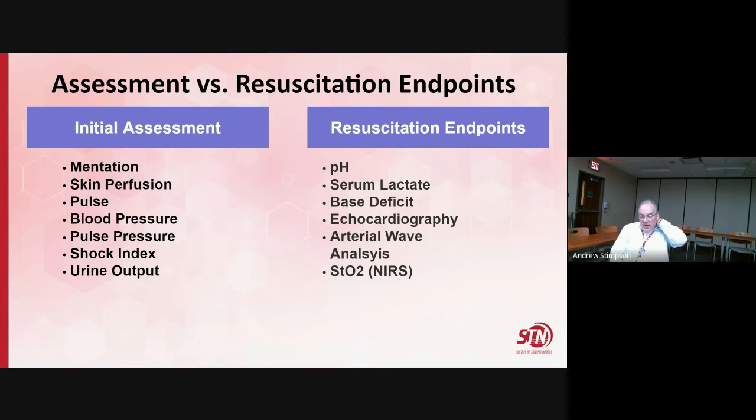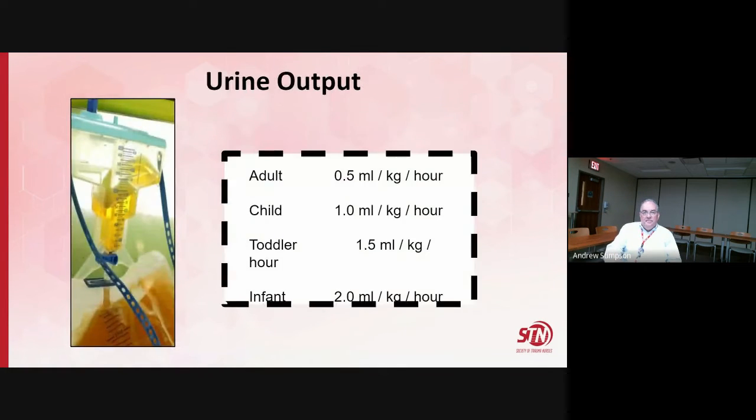We talked about arterial wave analysis, and then there's also near infrared spectroscopy to look at specific tissue analysis. That's been used here and there. It really hasn't gained widespread use, just because it's a little bit less sensitive than the others I've mentioned.